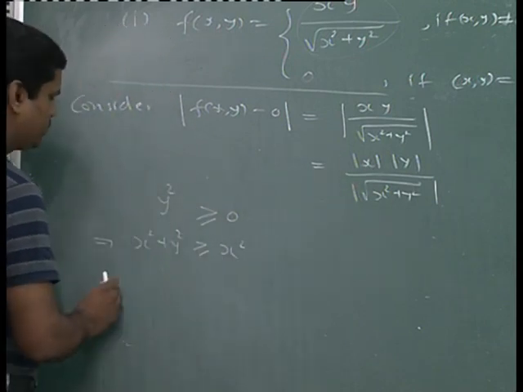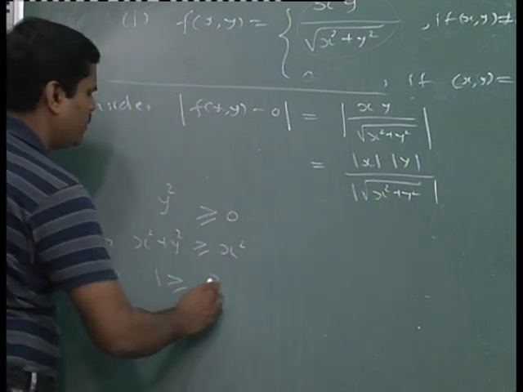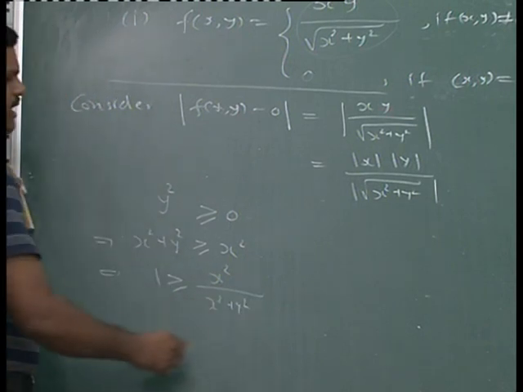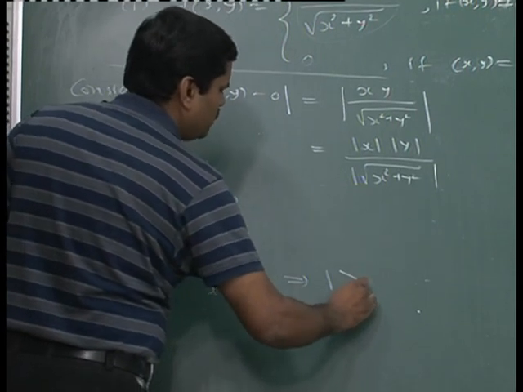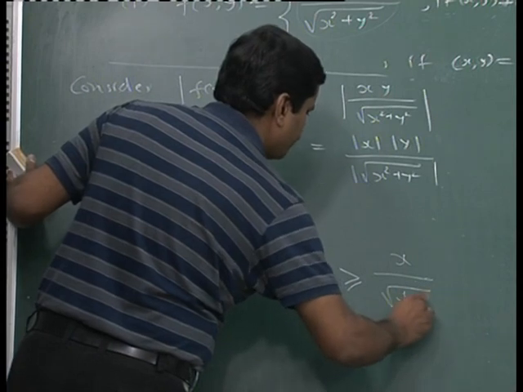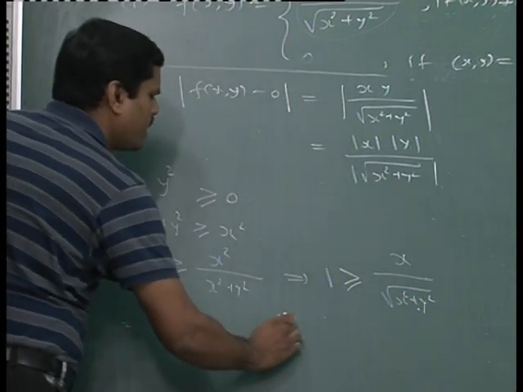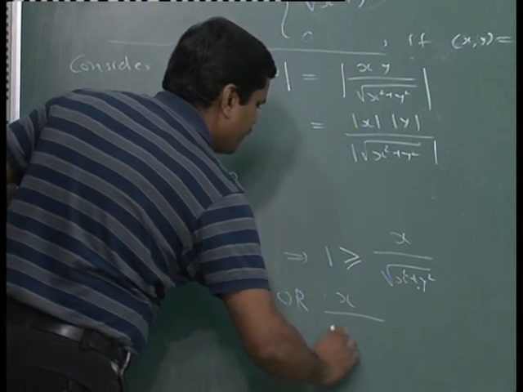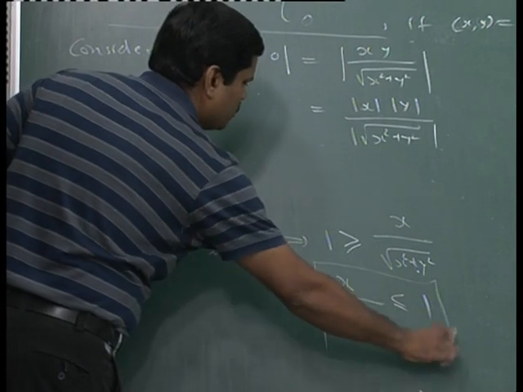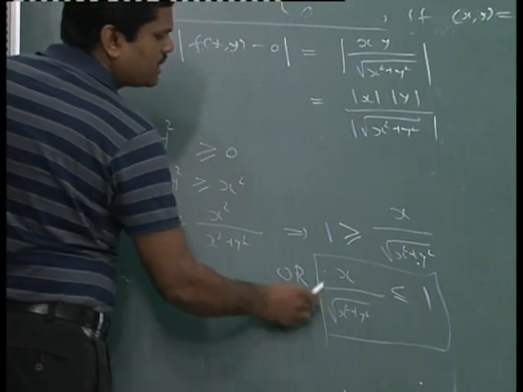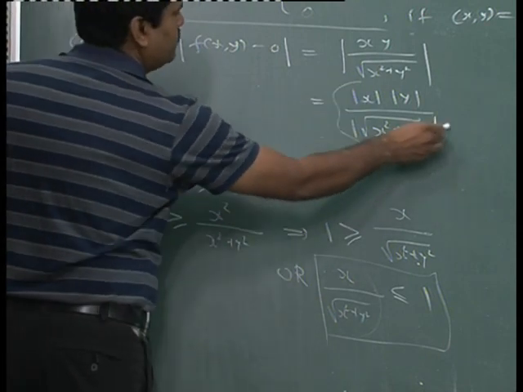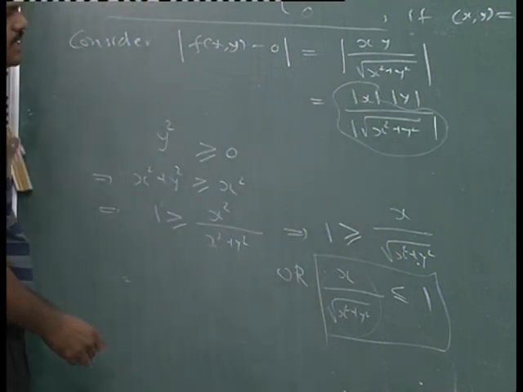So, I divide x square plus y square on both the sides, and I will get 1 is greater than or equal to x square upon x square plus y square. Taking the positive square root, we will get 1 is greater than or equal to x upon square root of x square plus y square. So, I have proved that this quantity, x upon square root of x square plus y square, which is required here, is less than or equal to 1.